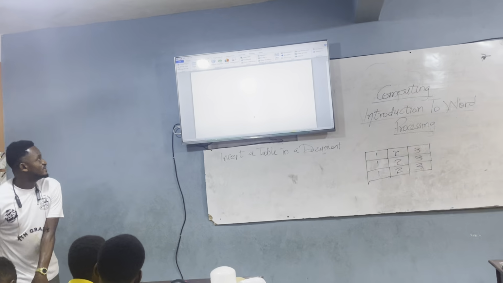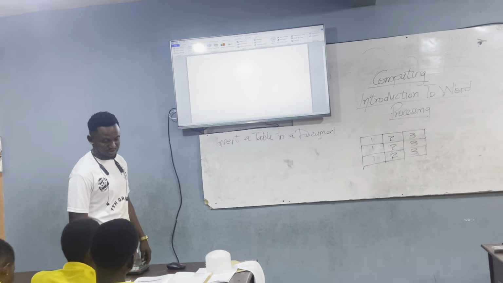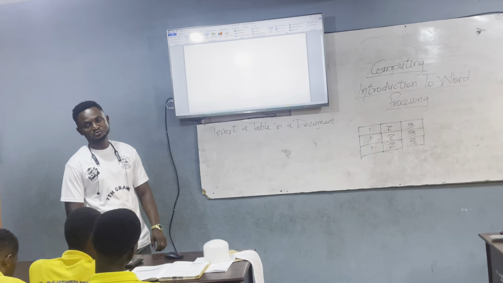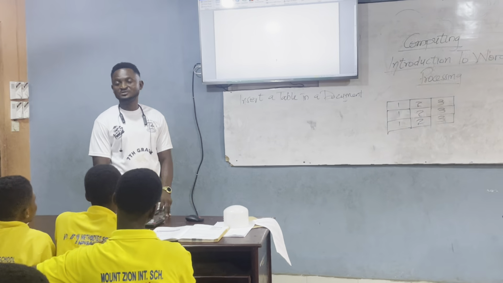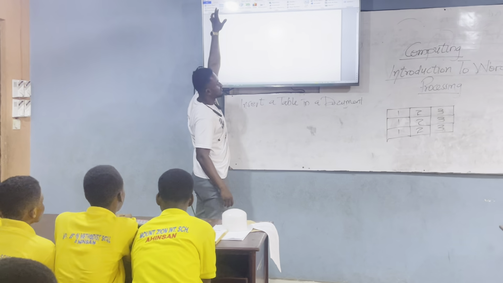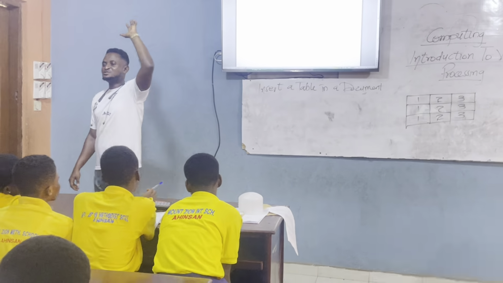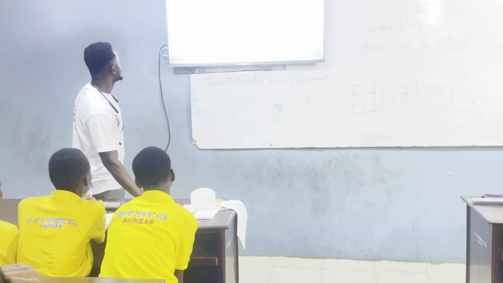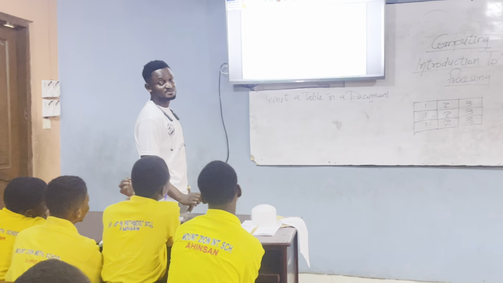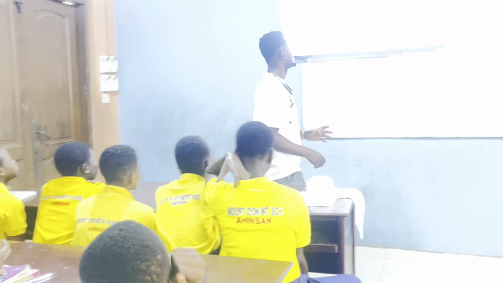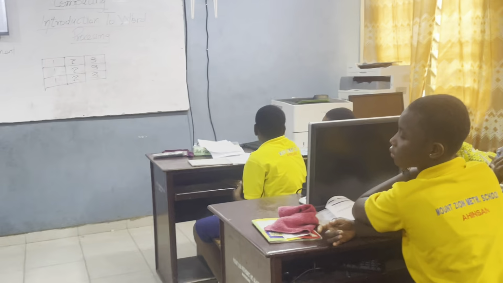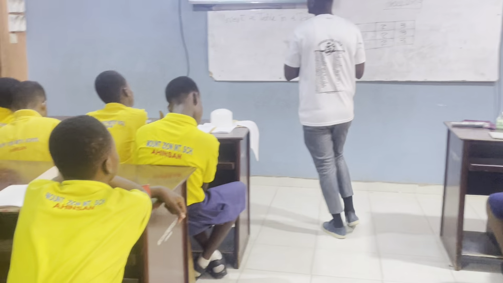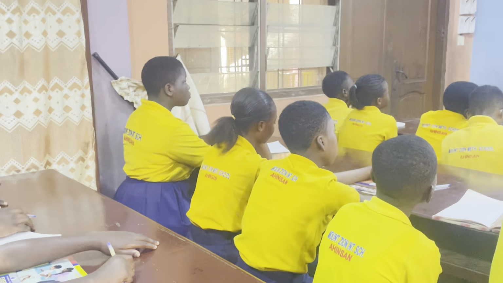Then you click on the table command or the table icon. You normally say icon because it's an icon. Have you seen it? Then you click on the table icon. That is the third step. So I'll click on the table icon. Then you hover to select the number of rows and columns you desire or want. You hover on the table to select. So I'm hovering.